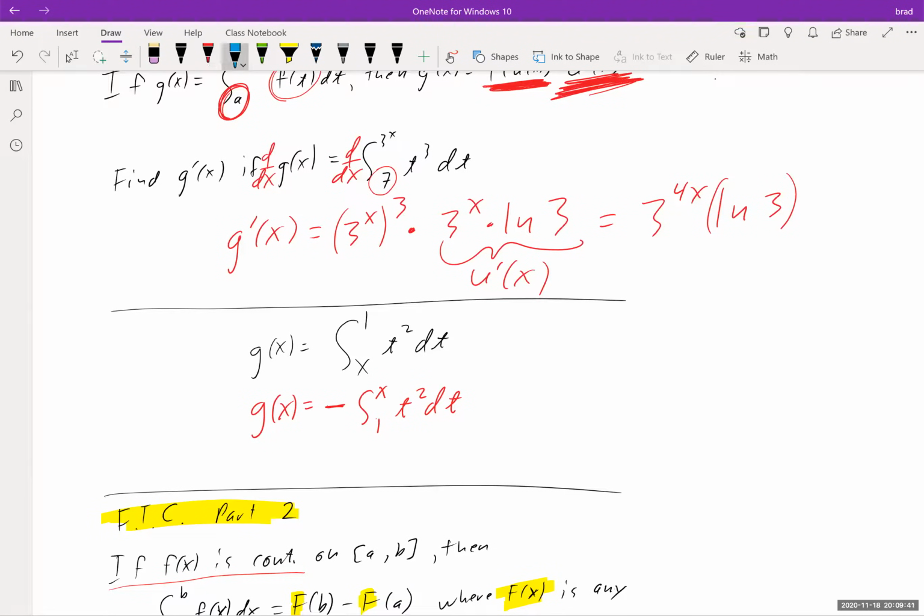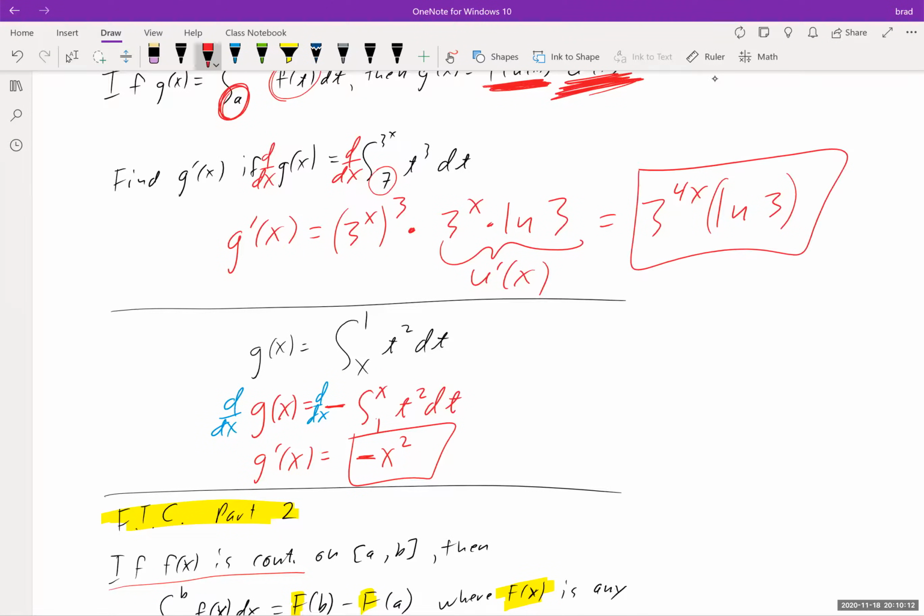Now, once again, I'm going to take d/dx of both sides. So this will now become g prime is equal to negative x squared. And that's it. That's all there is to it. So just be careful of that. I think I saw that in one of the homework problems where they gave you a limit of integration that wasn't in the right order and you have to fix it. So it's no big deal. So this is negative. And then this would be our answer to this one.